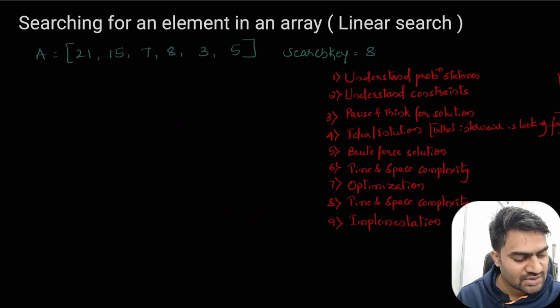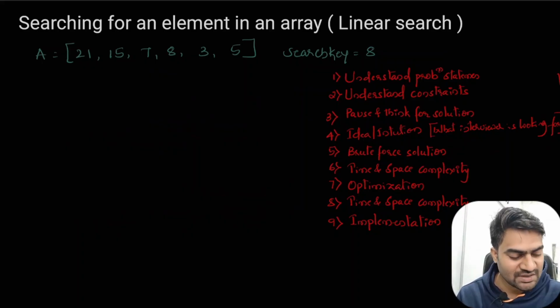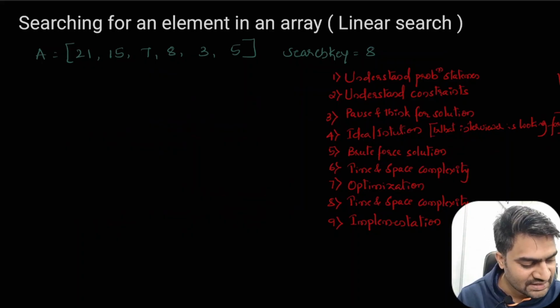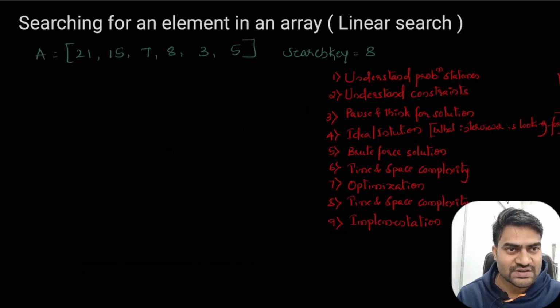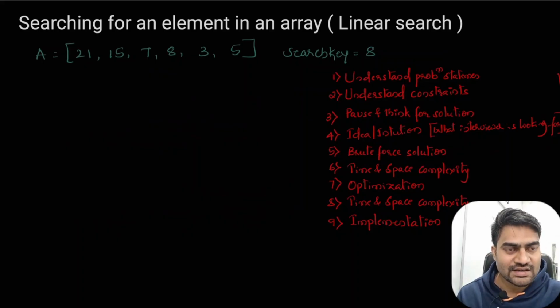Then we will try to understand the constraints. Here numbers can be in any order, and numbers can be either positive or negative, whatever it might be. So that is the constraint. Now you can pause for a second and think about its solution, then you can come back. Okay, now let us try to understand why this question will be asked.